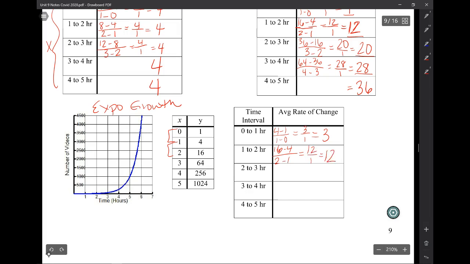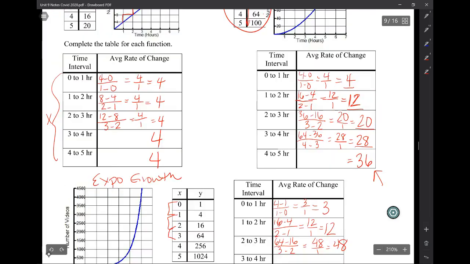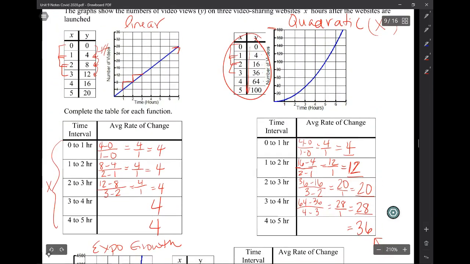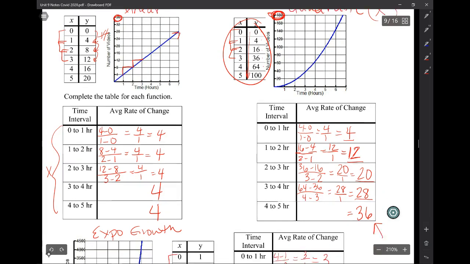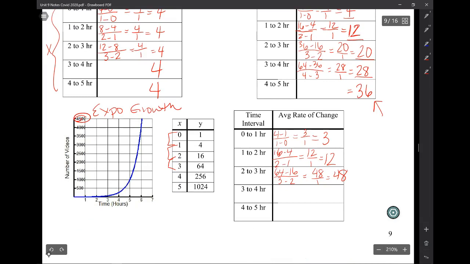All right. 64 minus 16 over 3 minus 2. 64 minus 16 is 48. So already we are well above where the quadratic ended up. And that's because this one just grows so much faster. I mean, look at the maximum of the quadratic graph, the maximum of the linear graph, and then look at the maximum of the exponential graph. So it's clearly going to be growing a lot faster.